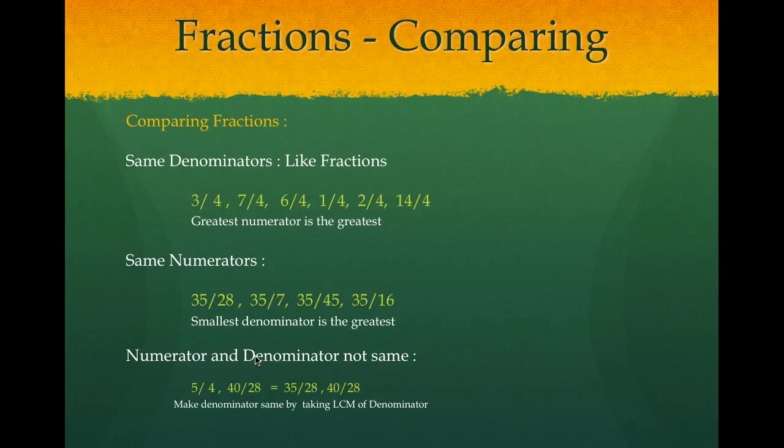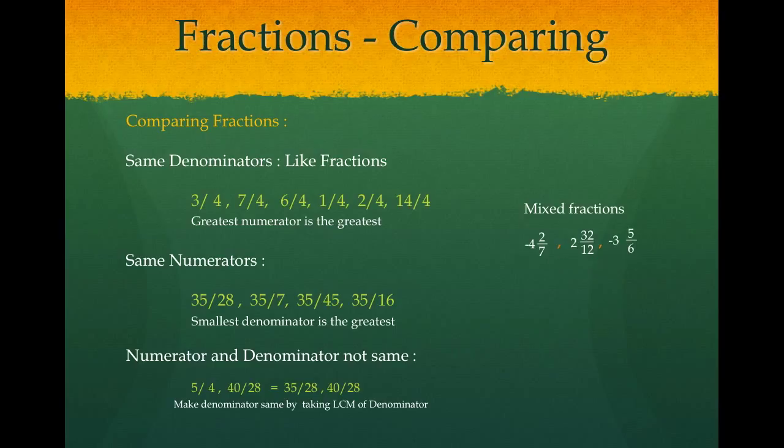Now in the third case, where the numerator and denominator are not same, we will make the denominator same by taking the LCM of the denominator. Therefore, the LCM of 4 and 28 is 28. So 4 into 7 is 28. Therefore, we'll multiply 5 into 7 as well. So this fraction can be written as 35 by 28. Now again, these two have same denominator. These two are like fractions now. And since this is having the greatest numerator, this is the greater fraction.